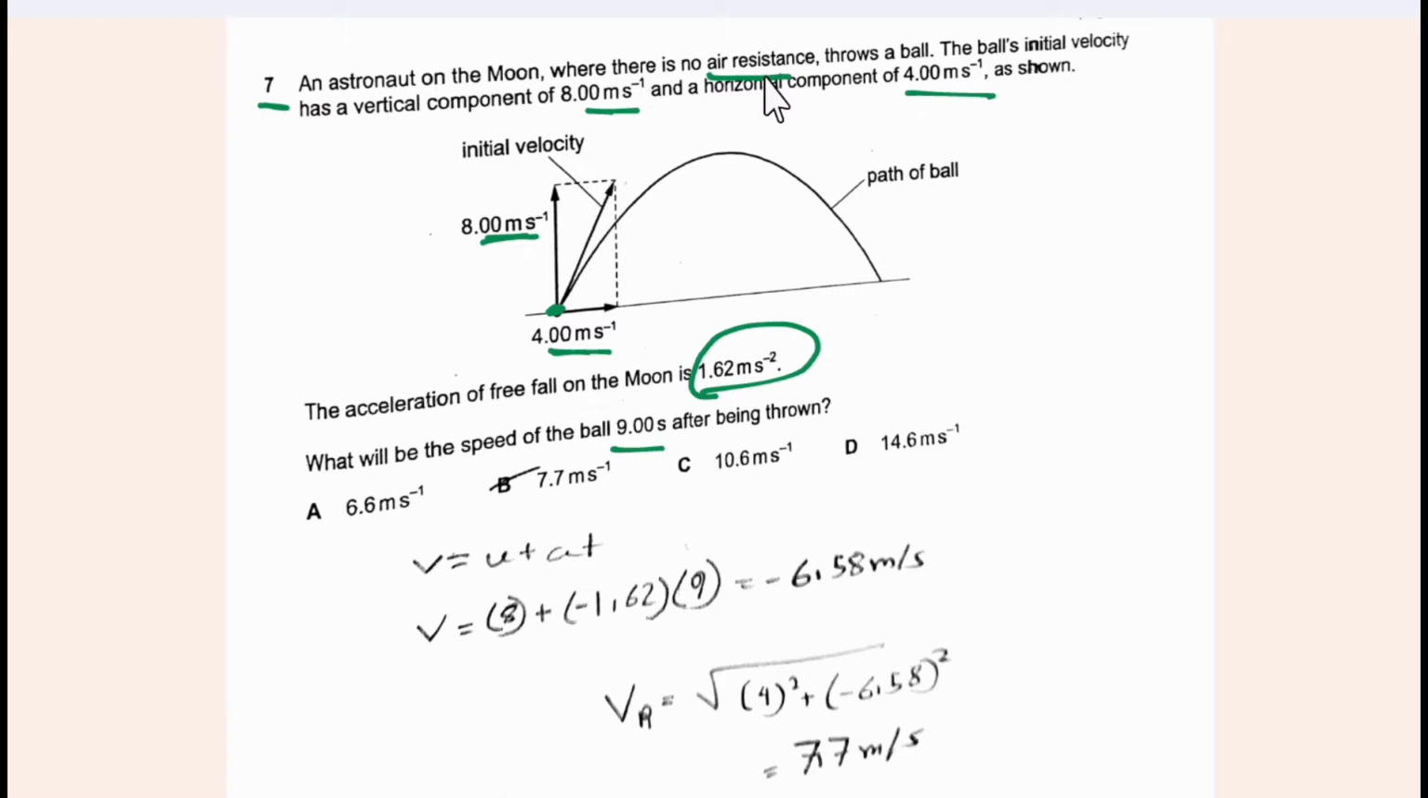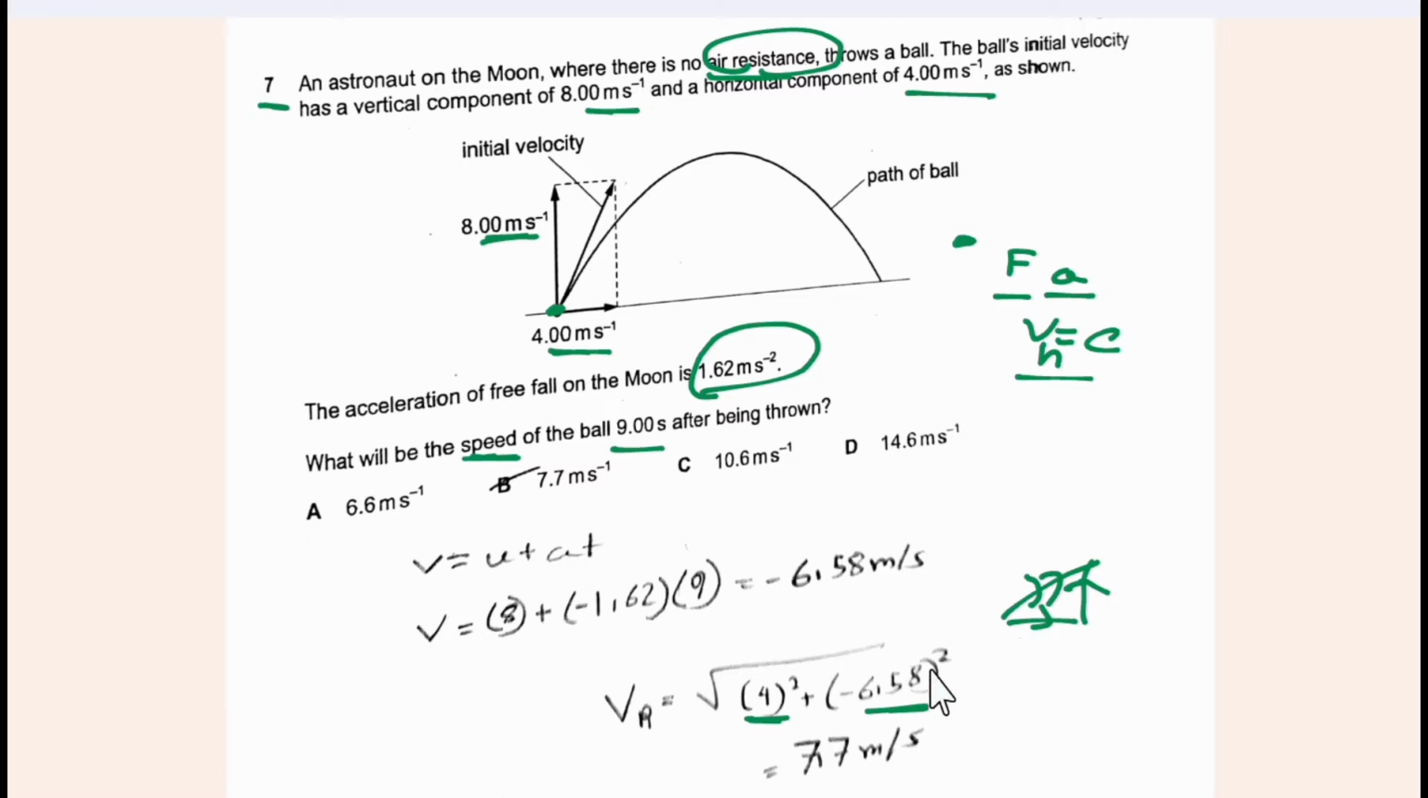Since there is no air resistance, there is no force acting on the ball in the horizontal direction. Since there is no force in the horizontal direction, there is no acceleration in the horizontal direction, so the velocity remains constant. So the horizontal component of velocity is constant. To find the speed, we know the horizontal component of velocity, but we need to find the vertical component, and then we can find the resultant speed. So what is the vertical component of velocity?